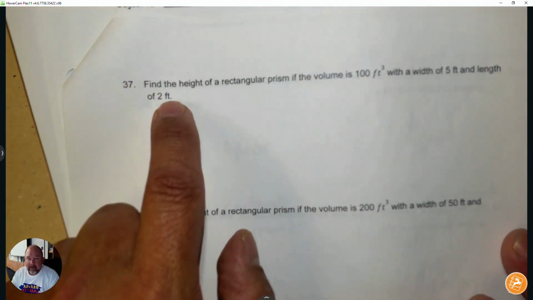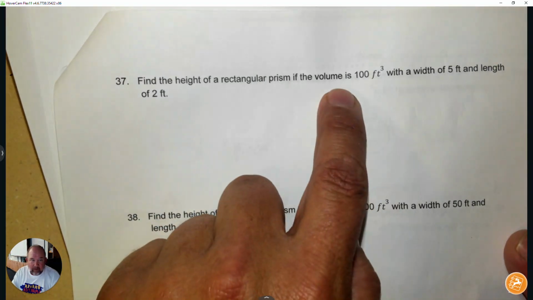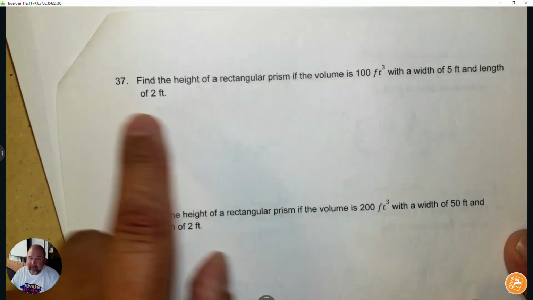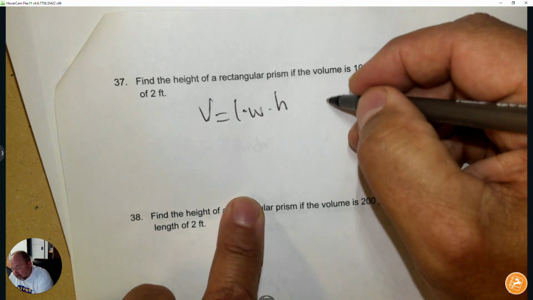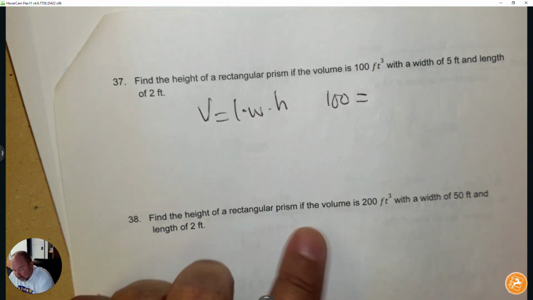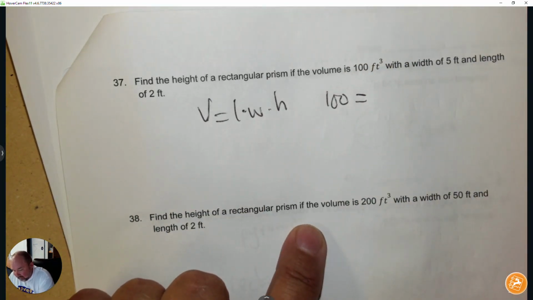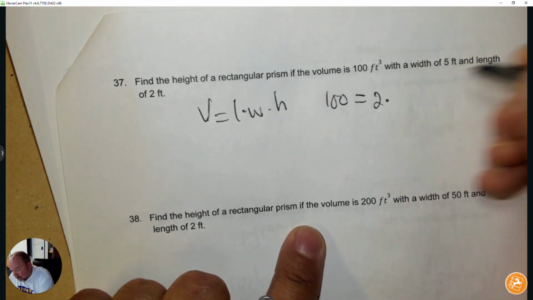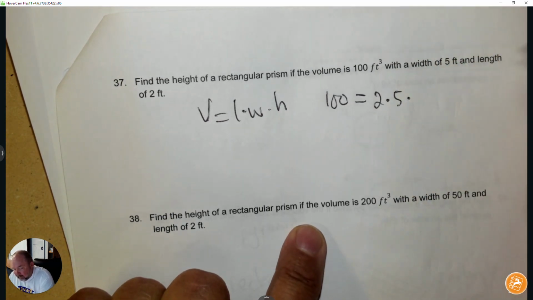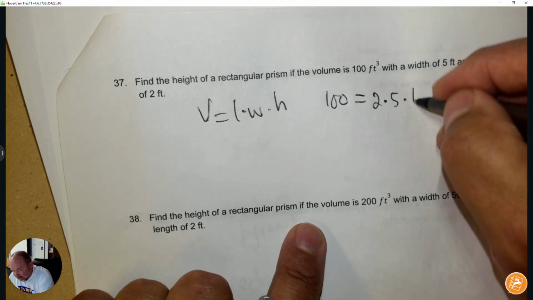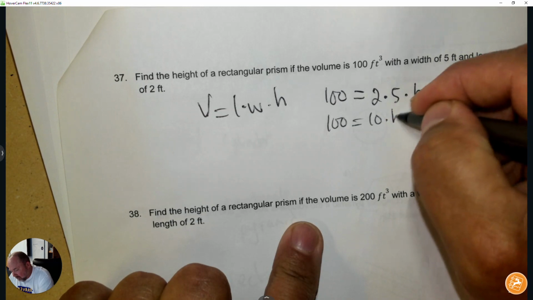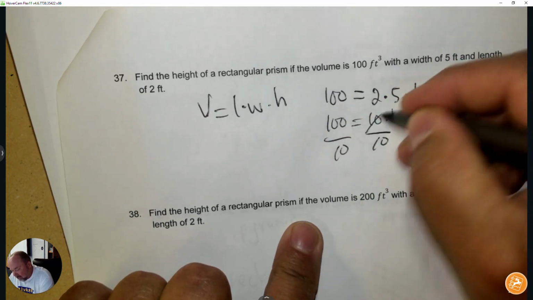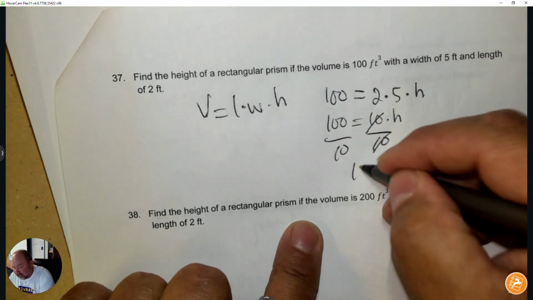So it says find the height of a rectangular prism if the volume is 100 with a width of 5 and a length of 2. So the formula is length times width times height. It says the volume is 100, the width is 5, and the length is 2. So we're going to multiply those 2 numbers together, and I'm looking for the height of it. So 2 times 5 is 10. Divide by 10 to get h by itself, and 100 divided by 10 will give you the answer.